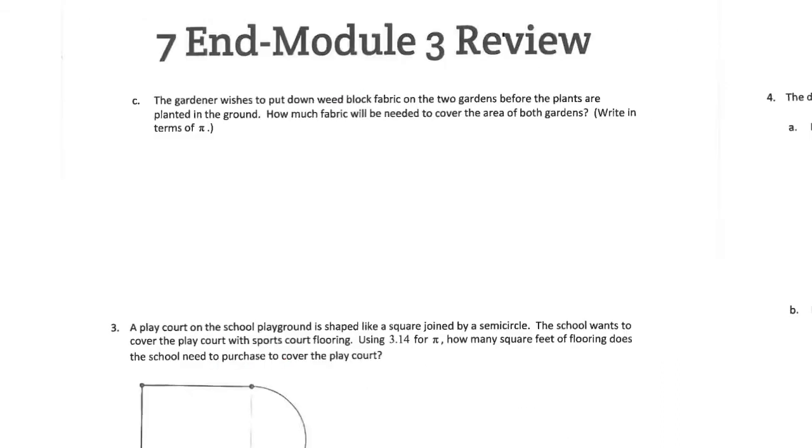All right, C. The gardener wishes to put down weed block fabric on the 2 gardens before the plants are planted in the ground. How much fabric will he need to cover the area of both gardens? Write in terms of pi. So now instead of using circumference, we're going to find the area. So that is the whole space that is inside of these gardens. We're going to take our larger area plus our smaller area to find the total area that he needs.